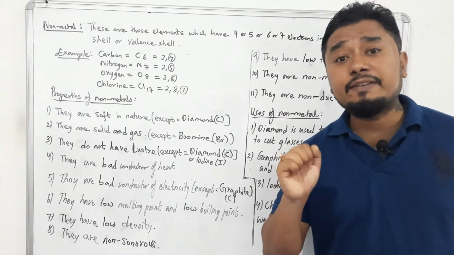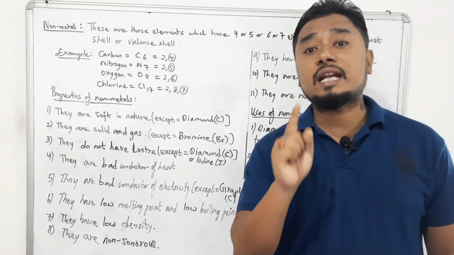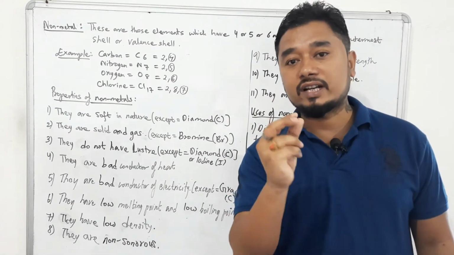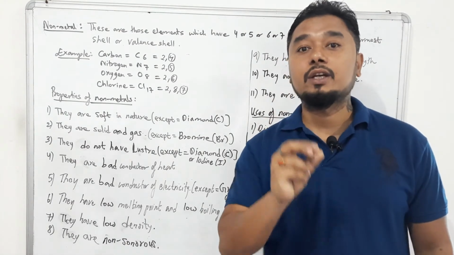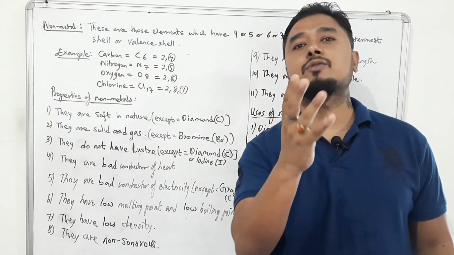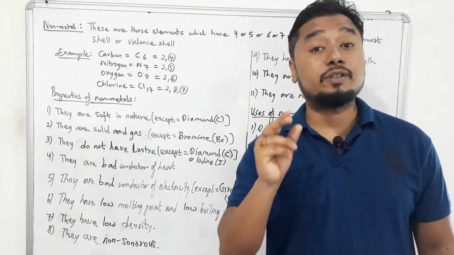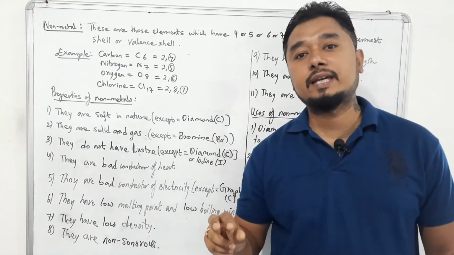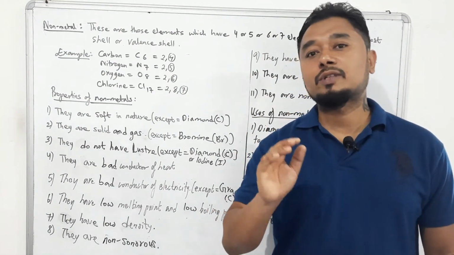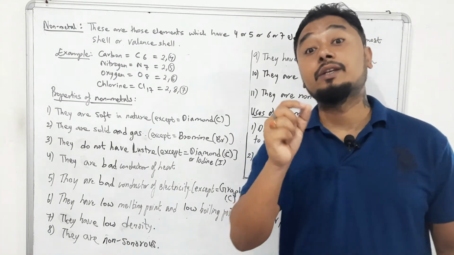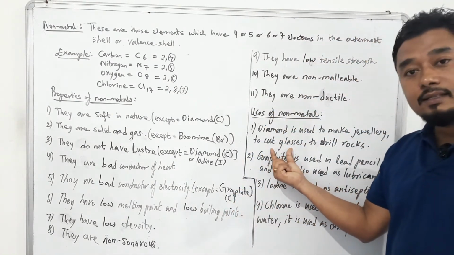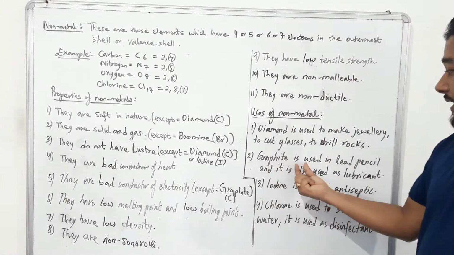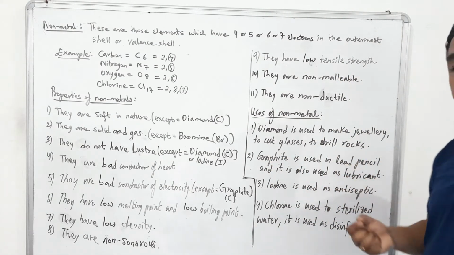Students, do remember there are different varieties of diamond. Transparent diamond has value, but black diamond, red diamond are also there, which are just like pebbles. It has no value. So do remember, transparent diamond is used to make jewelry, but black diamond, red diamond, blue diamond, those are valueless. But those diamonds are used to cut glass and to drill rocks. Done? Next, graphite. Graphite is used in lead pencils.